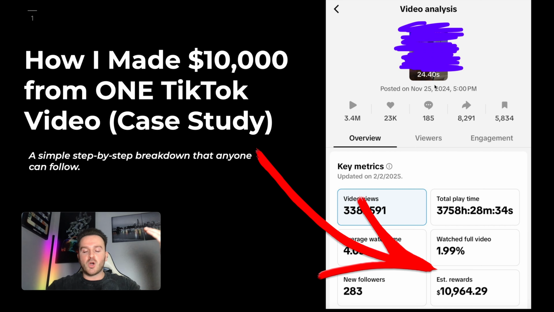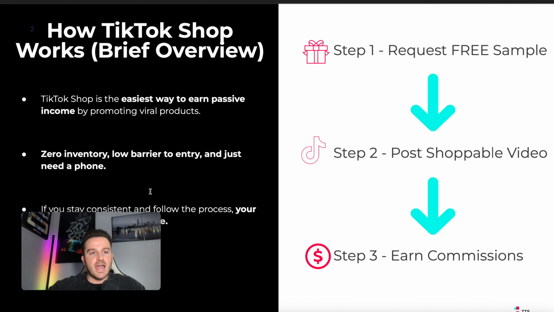Jumping right in, on the right side, we have a screenshot from within my TikTok Shop affiliate dashboard, and you could see that this video amassed over 3.4 million views, all these cool fancy numbers, but the biggest one we're going to focus on are the estimated rewards, which came in at just shy of $11,000. So how did I do this?